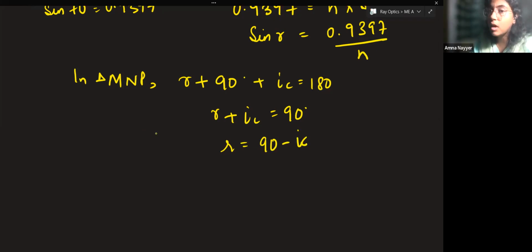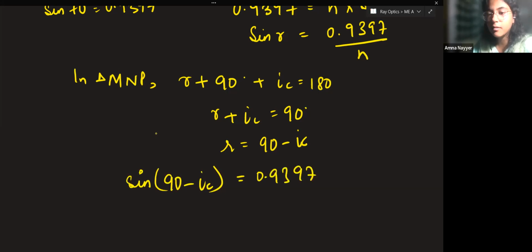Can we keep the value of R now? At least one thing we are getting in terms of the known thing. So sine R, I can write it as sine of 90 minus IC. It can be written as 0.9397 by N. Fine. What is sine 90 minus theta?